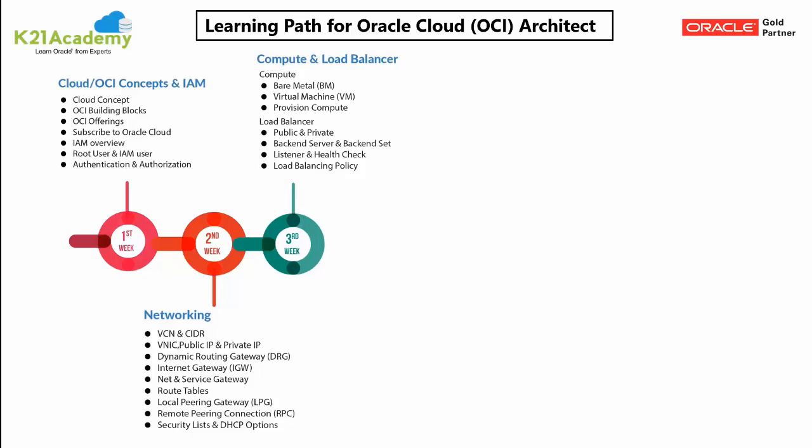So in compute, what is bare metal? What are virtual machines? How do you provision compute? How do you deploy them in high availability? Then for load balancers, there are 2 types of load balancers, which are public and private load balancer. What are backend sets? How do you configure listeners and load balancing policies?